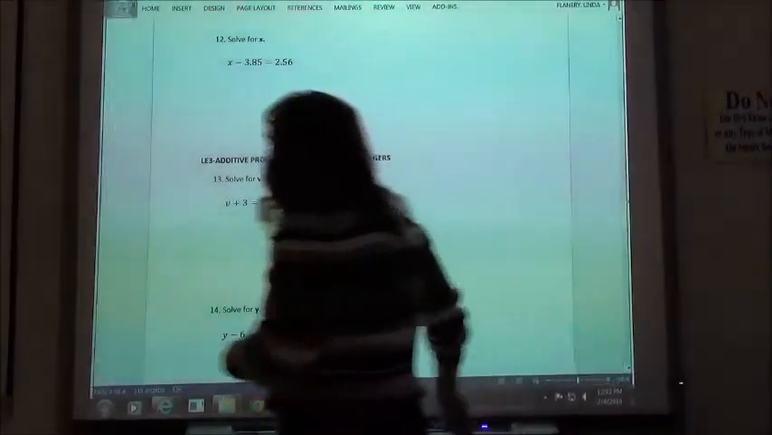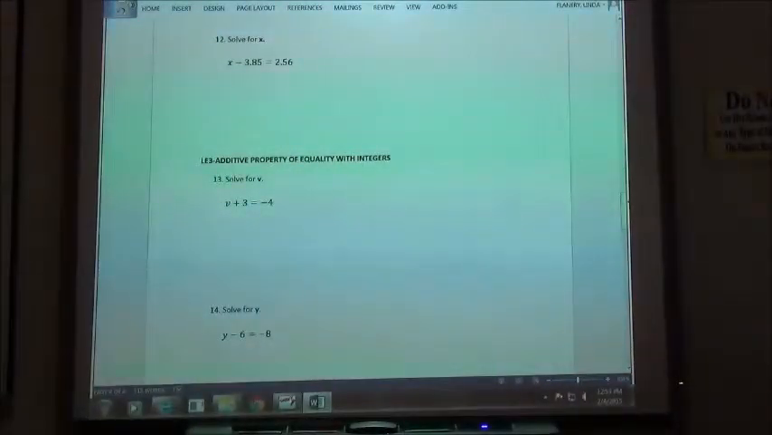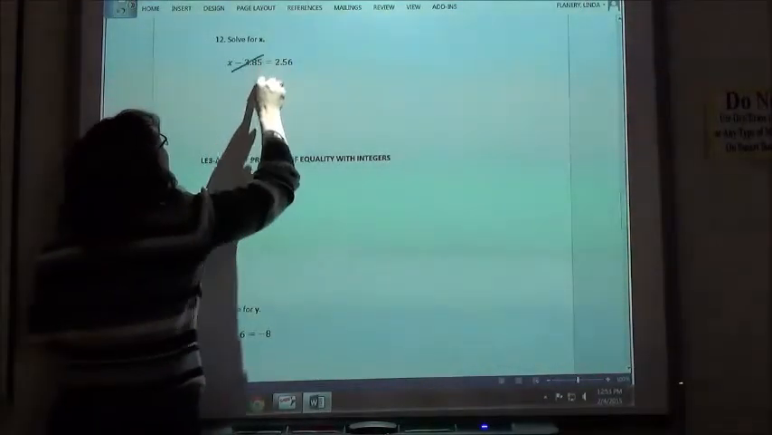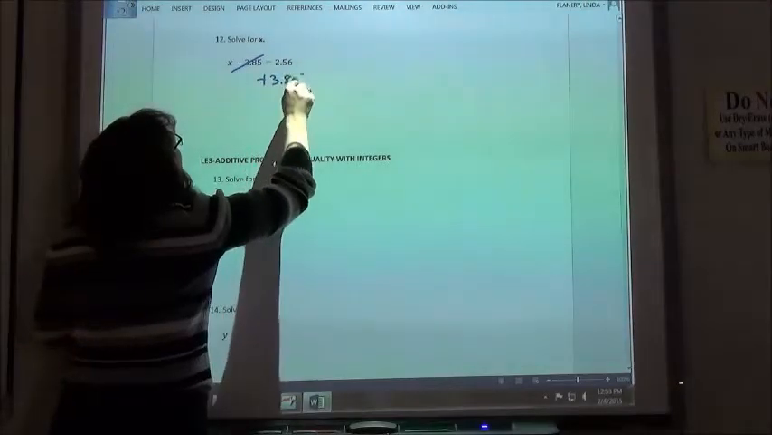Number 12, if I want to solve that one for x, what should I do? Add the 3.85, exactly. Add the 3.85.